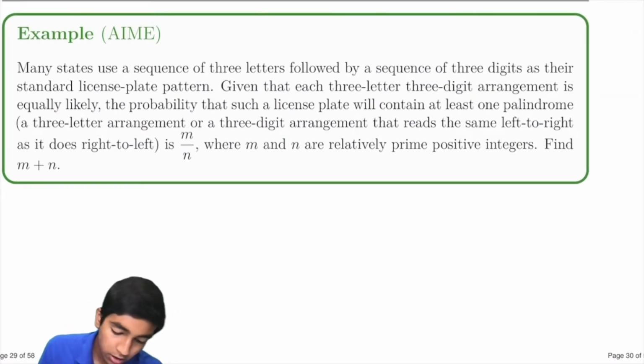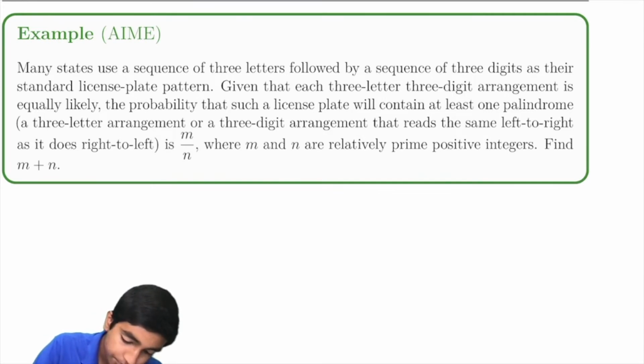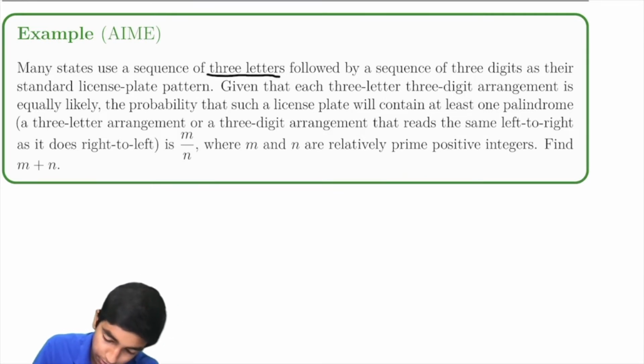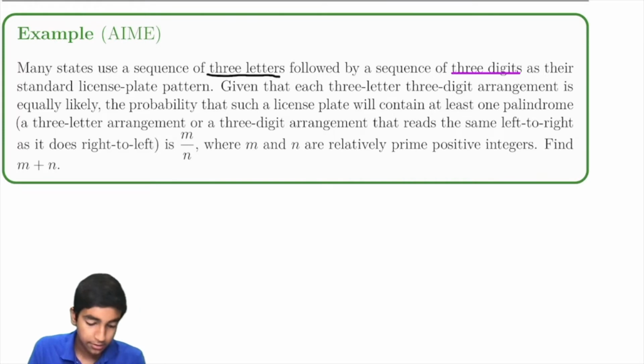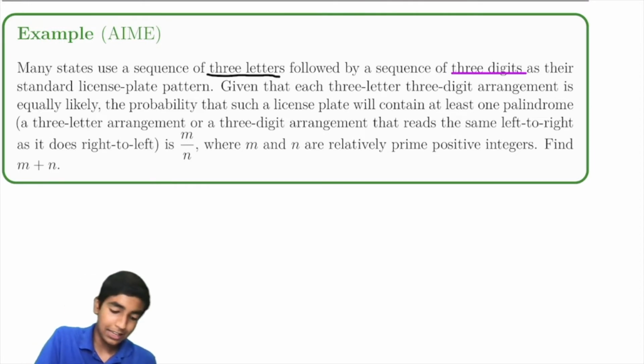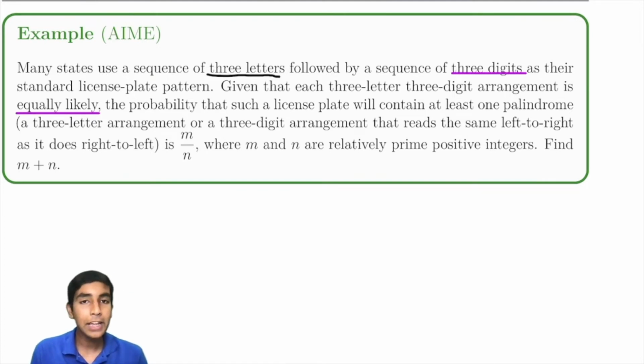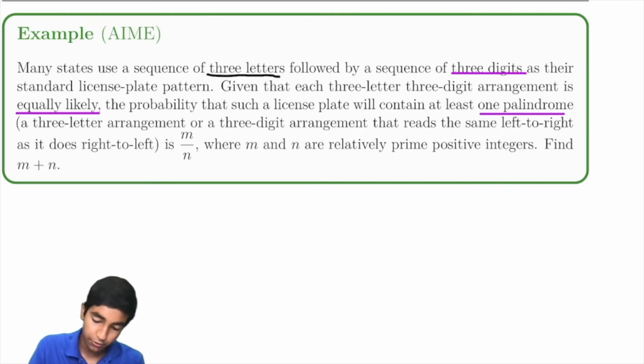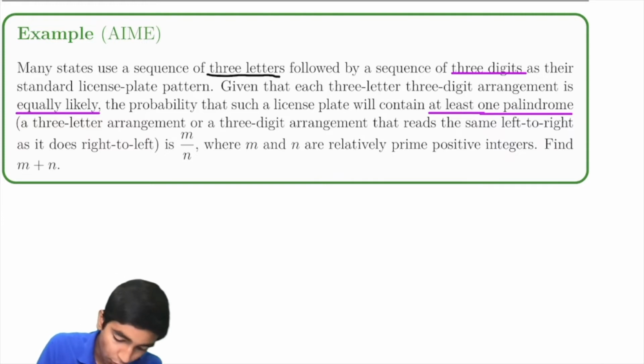So many states use a sequence of 3 letters followed by a sequence of 3 digits as their standard license plate pattern. Given that each 3-letter, 3-digit arrangement is equally likely, so there's no weightage or anything, the probability that such a license plate will contain at least one palindrome, it is m over n.